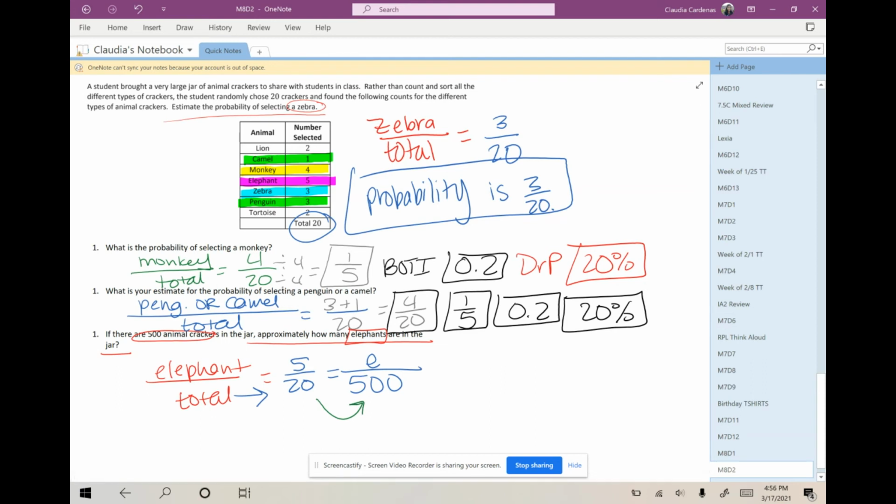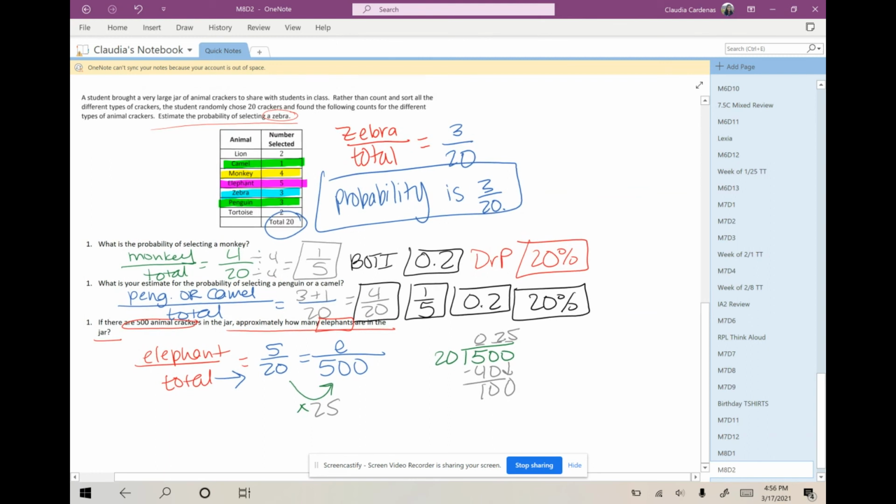I'm not quite sure what number we're multiplying to get from 20 to 500. So I'm going to divide 500 by 20. I see that 20 goes into 500 two times. Bring down the 0, 20 goes into 100 5 times. So we are multiplying by 25 to get from 20 to 500. That is our scale factor, which means we have to do the same thing to the top. So if I multiply 5 times 25, I know that I get 125. So E is 125, but what does E represent again? Elephant animal crackers.